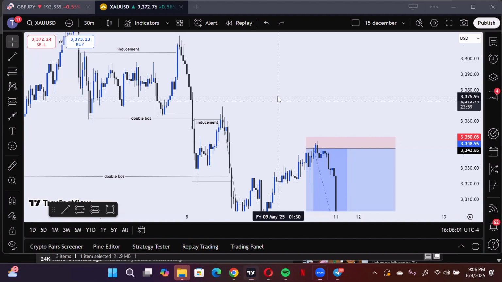Are you guys following me? No, a wick cannot be used as a break of structure or market structure. It has to be a body.